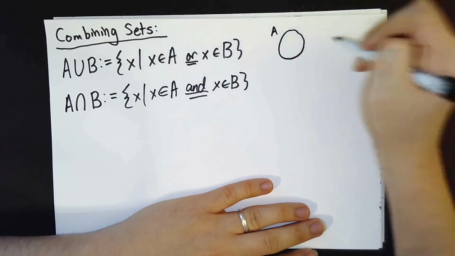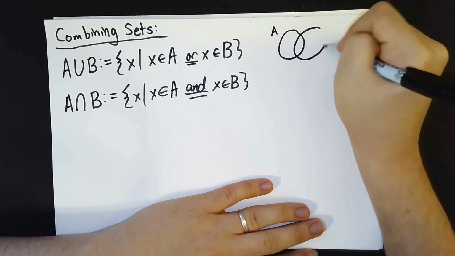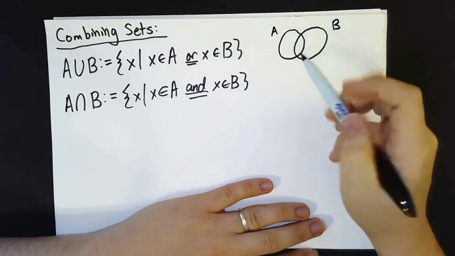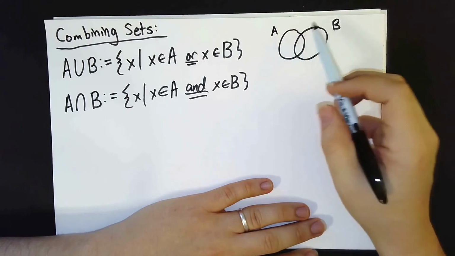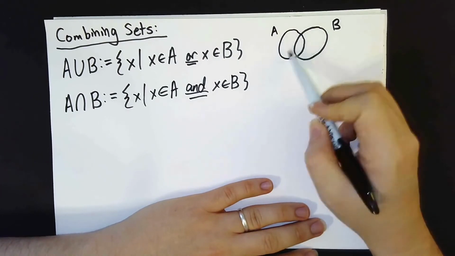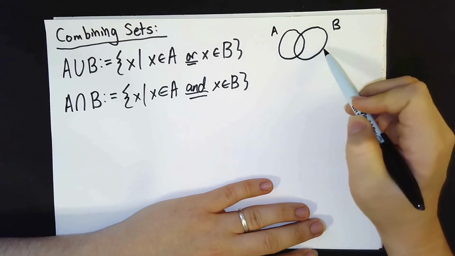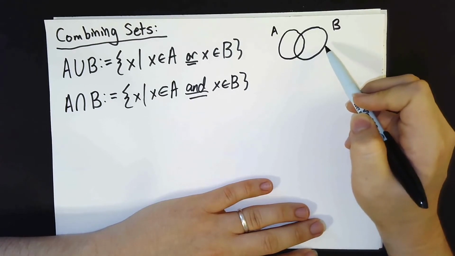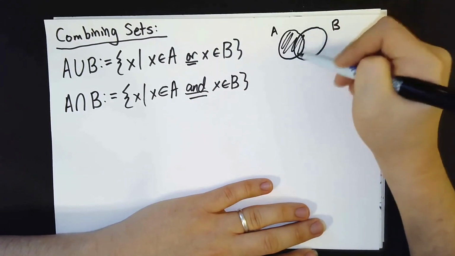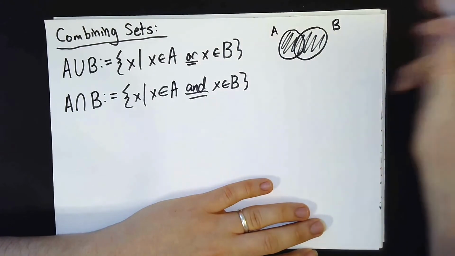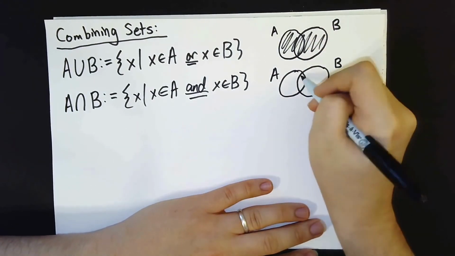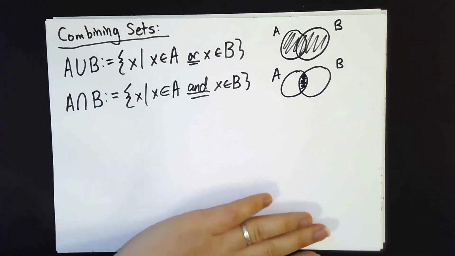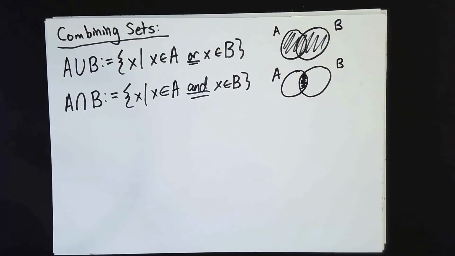So if I have A and B, and I'm thinking of all the good stuff in A as living inside this circle, and all the stuff in B as living inside this circle, then A union B is just all of these two circles put together. And A intersect B is this overlap between the two of them.